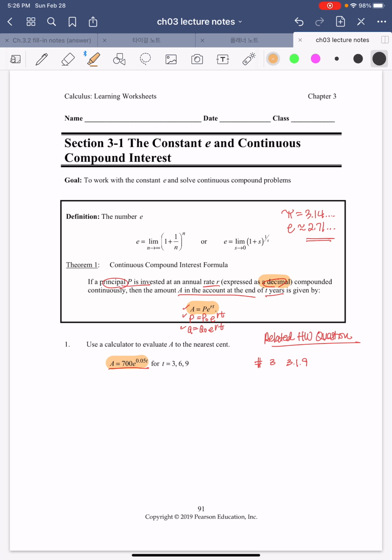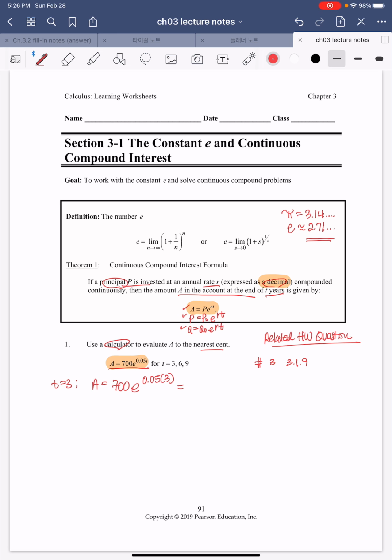So how does it work? You literally want to find out the A. So the first one, t equals 3. Let's begin with t equals 3. Then A will be 700 e raised to 0.05 times 3. And then we're going to use a calculator, to the nearest cent. That means 2 decimal places.